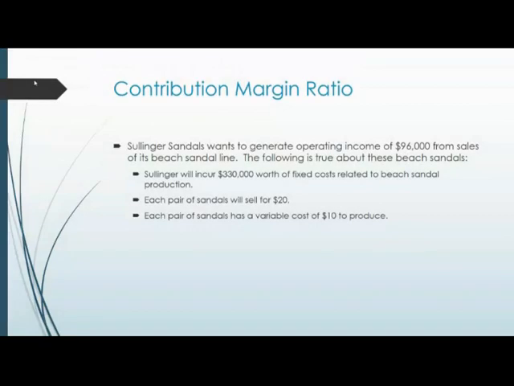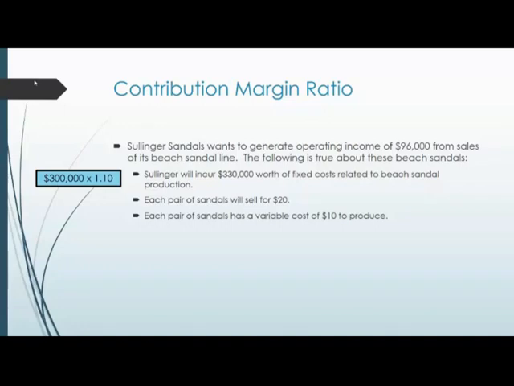So now what are we working with? Well, Sellinger Sandals still wants to generate operating income of $96,000 from sales on its beach sandal line. But the things that were true before are no longer true. What are we working with now? First, Sellinger expects to incur $330,000 worth of fixed costs related to the production of this particular line. How did I get there? Well, it was $300,000, but it increased by 10%. So if we take $300,000, multiply by 1.10, we now have $330,000 worth of fixed costs.